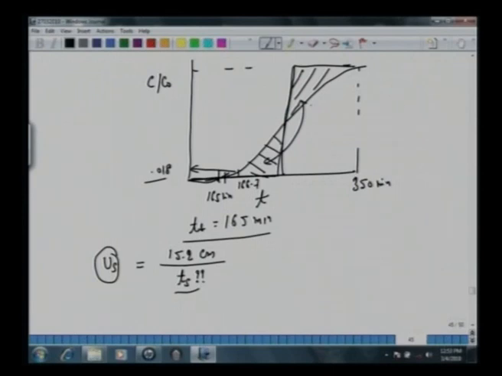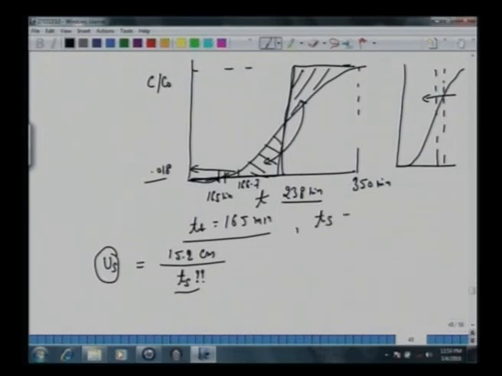Alright, so going back to this curve here, all we are trying to do is, by iterations, we are moving this line in such a way that the two areas become same as this area. And if we do this, one can show that this TS turns out to be around 238 minutes. So we have TB 165 minutes and this TS, stoichiometric time, 238 minutes. So we got this US as 15.2 divided by 238, which, if you calculate, is 0.064 centimeter per minute approximately.